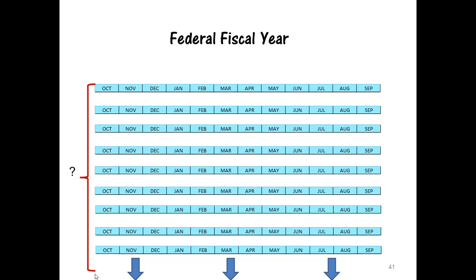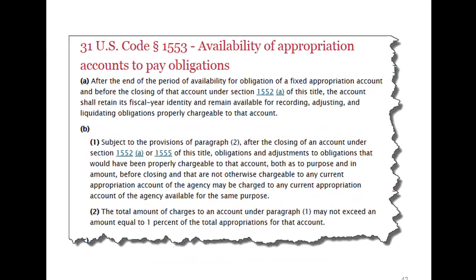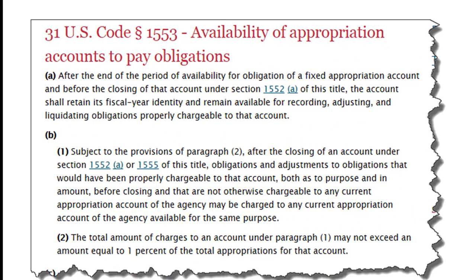But what if an obligation isn't fully paid within the 6 years? Congress has made provision for canceled obligations to be paid out of appropriations current at the time of payment, up to 1% of the total appropriation. Note that these charges must have been properly chargeable to the closed account, both as to purpose and in amount. The Anti-Deficiency Act continues in force forever.